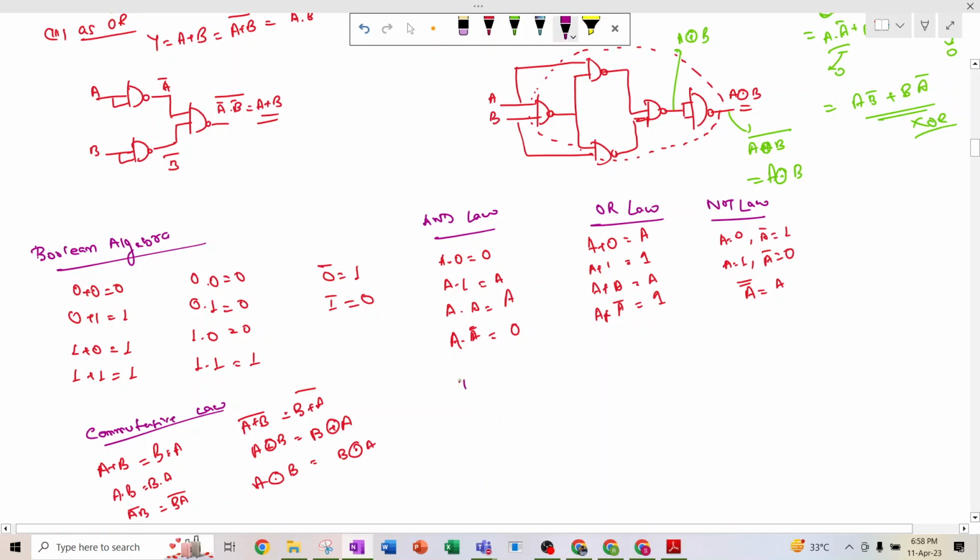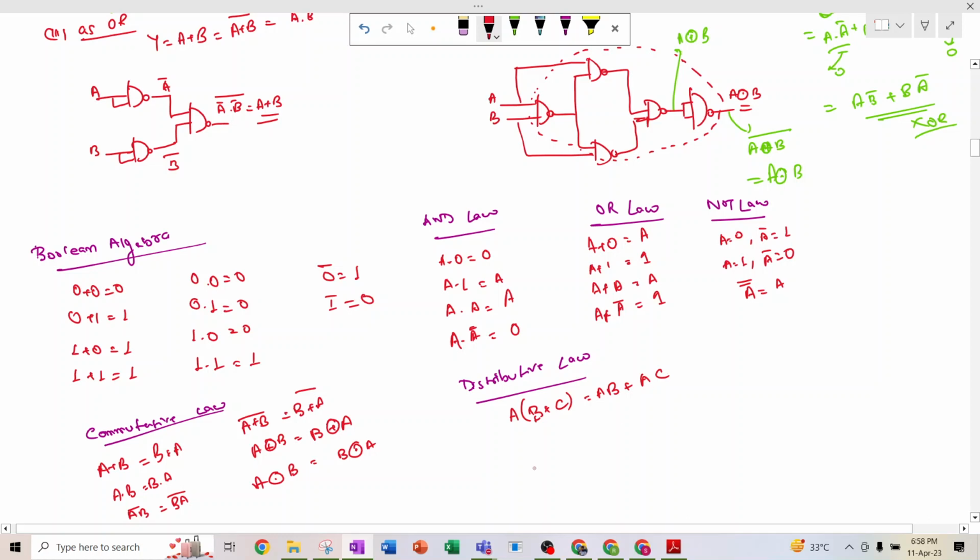There are a few other laws also. One of them is the distributive law. In the distributive law, we can say if there is A(B plus C), then we can expand this as A into B, which results in AB, plus A into C, which results in AC. So this is one distributive law.